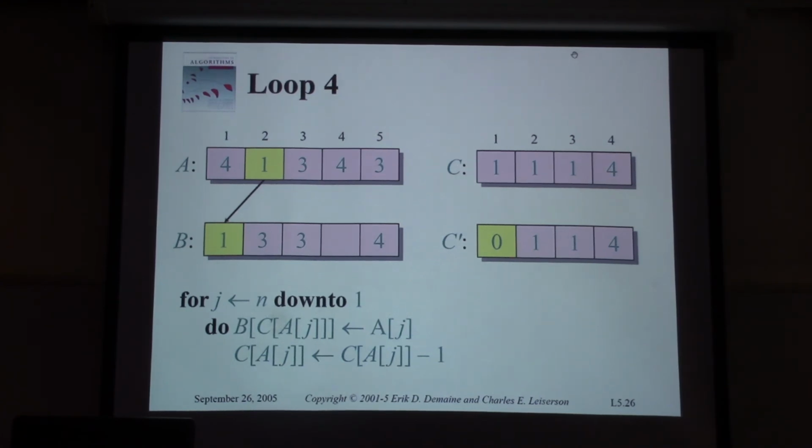Okay? And so the final value is going to be when j goes to 1. A1 gets assigned to, what is the value of A sub 1? It's equal to 4. C sub 4 is equal to 4. It's going to go into B sub 4. Notice that the numbers are sorted. Notice that we never compared the numbers. Okay, so you saw the algorithm.